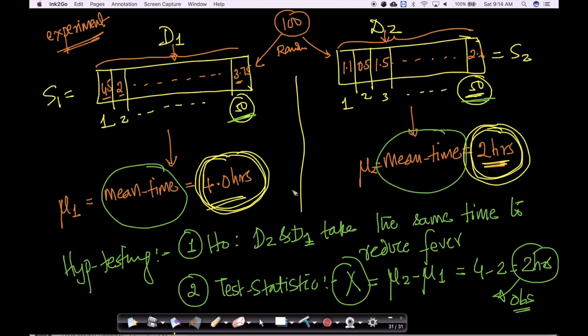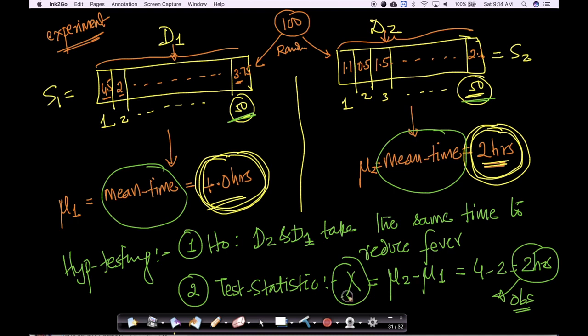Okay, so now let's go. There are other things that we need in hypothesis testing, like significance value, but I'll come there. Now comes the fun part. Now, I want to compute the probability. Again, I'll try to read it in English. What is my test statistic? My test statistic is the difference in the mean time to reduce the fever with sample sizes of 50.